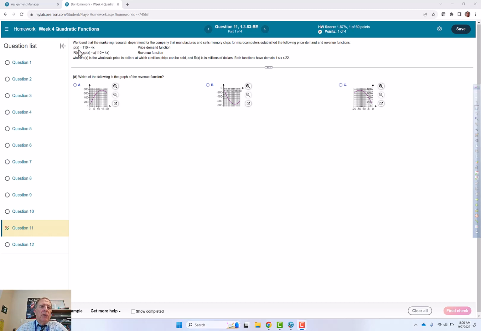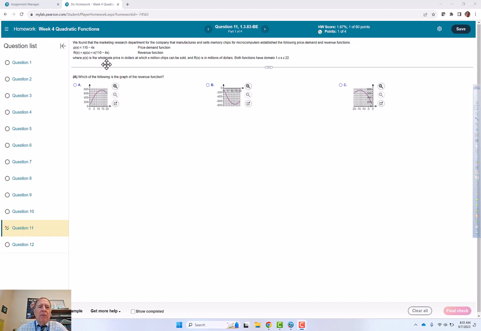P of x, so this is the demand curve, is 110 minus 4x. Then the revenue function is x, which is the demand, times the price. So that kind of makes sense. The number that you're selling is x, the price is p, so that's the revenue. It comes out to x times parenthesis 110 minus 4x. If we distribute that x inside, we're getting negative 4x squared plus 110x. So that's going to be a downward-facing parabola.